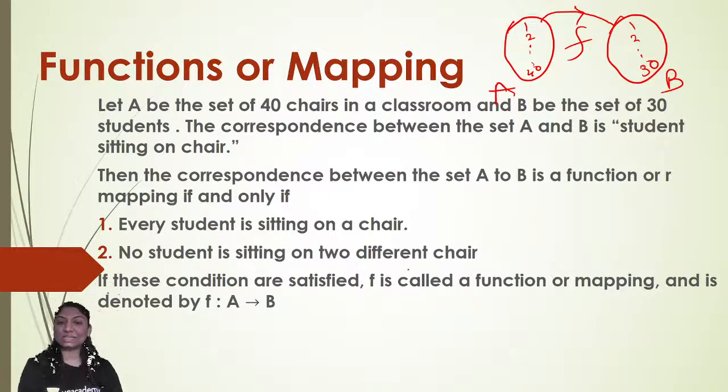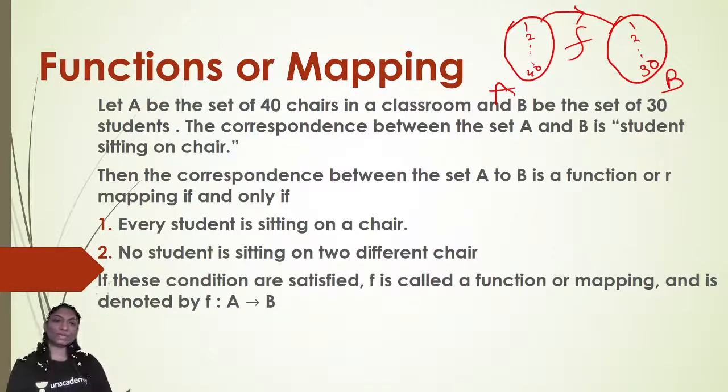If these conditions are satisfied, then f is called a function or mapping and is denoted by f defined from A to B, right? So here, every student is sitting on a chair. It means every element of B has a unique image. Every student is sitting on a chair and no student is sitting on two different chairs. Okay, one student cannot sit on two different chairs.